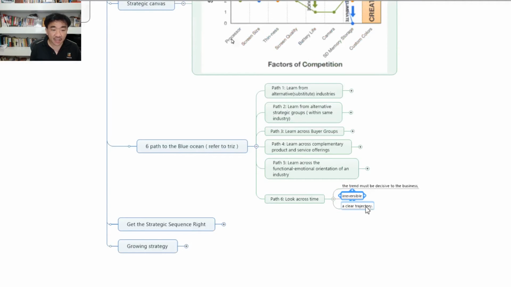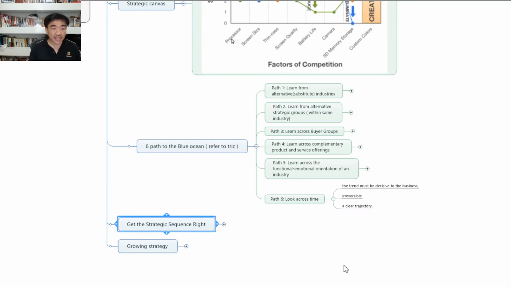And a clear trajectory, or a clear projection, about what will happen in the future. We know that sooner or later the taxi driver as a career will be gone, because the AI automated car will actually come and replace them. So this one is quite a clear trajectory.